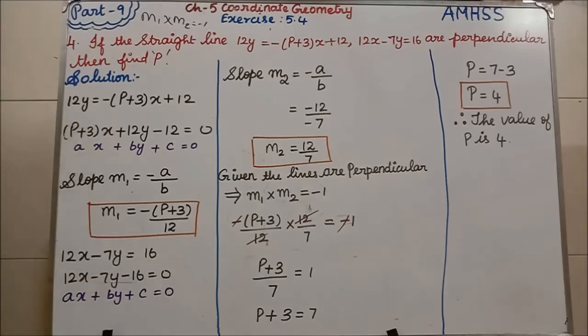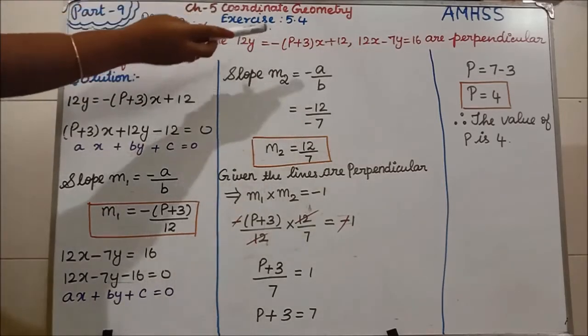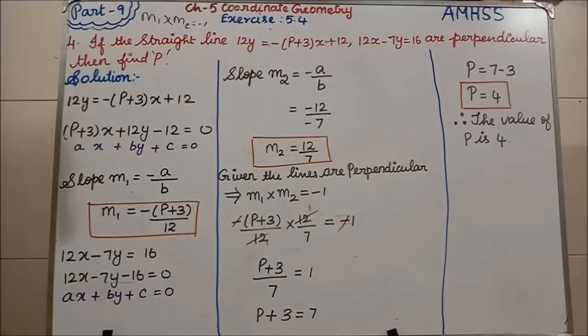Again, what is the slope formula of the equation of the straight line? Minus a by b. So the a value we know is 12, the b value is minus 7. So minus minus will get cancelled. We will get m2 is equal to 12 by 7. Clear, students? Since the lines are perpendicular, as they themselves have given in the question, this line and that line are perpendicular. So perpendicular means we know the formula m1 into m2 is equal to minus 1.